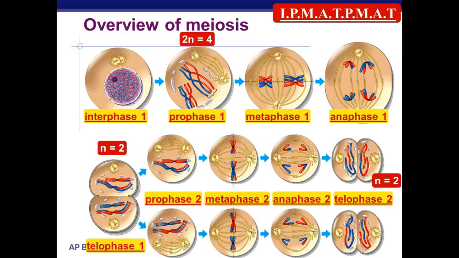Notice that there was only one interphase. It's a good thing, too. We wouldn't want to copy the chromosomes again in between meiosis 1 and meiosis 2. If we did, we'd have canceled our work. We'd be back to a diploid number. We don't want that. We want haploid cells.